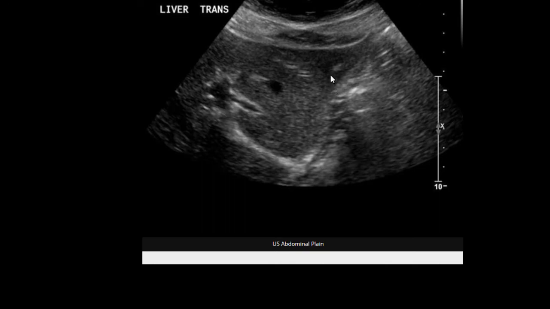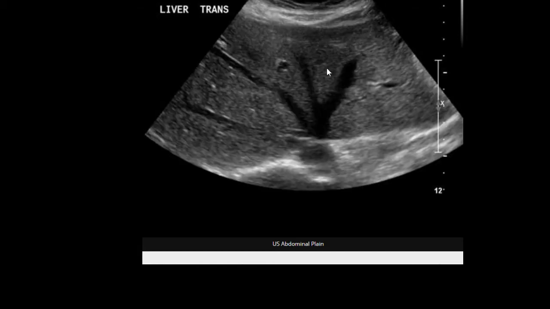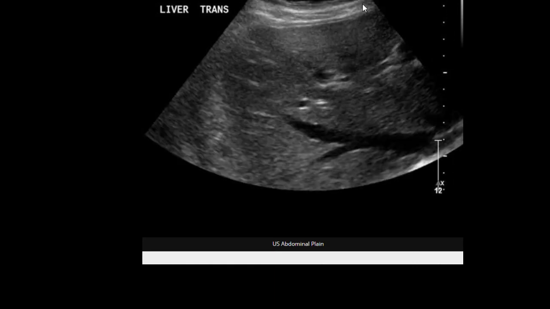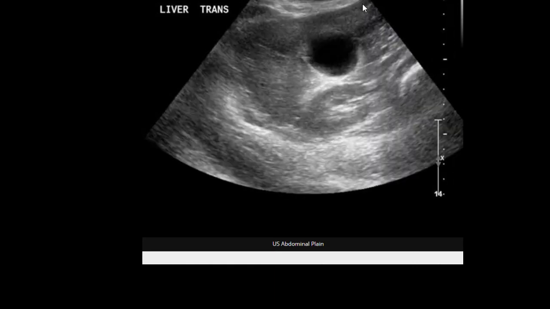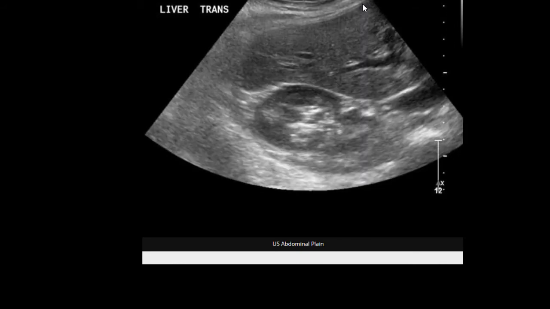Here we're catching a little bit of the liver, and it's more or less homogeneous in echogenicity. There's no nodular contour. We can see the portal triads fairly well, and we can see the posterior surface of the diaphragm, of the liver, fairly well. And going through the images of the liver, it is pretty normal in appearance.